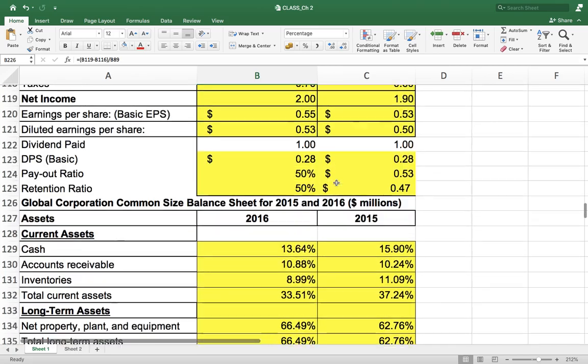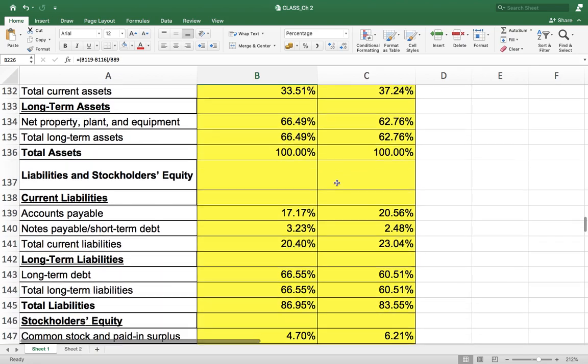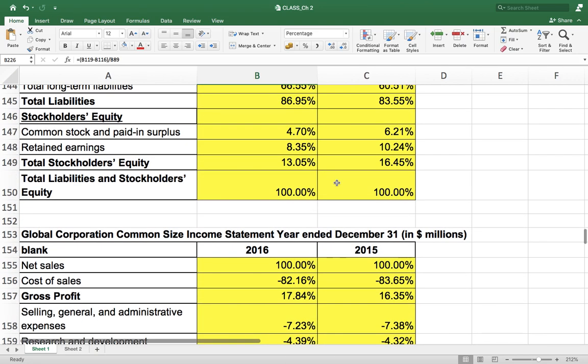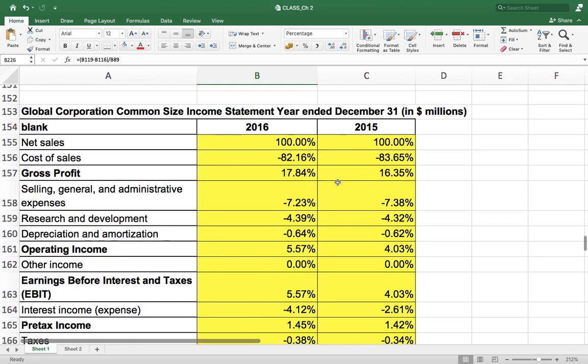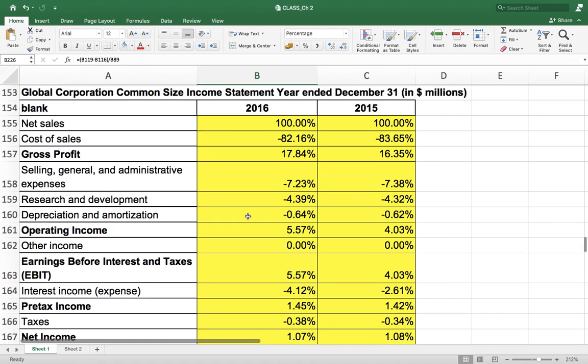common size statement also, this is being represented. You see the common size statement here. Up to operating income, it was 5.57. But the main pressure the company faced here is the interest expenses, minus 4.12. And this became because you have taken a lot of loan in 2016.